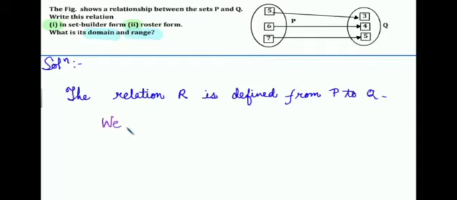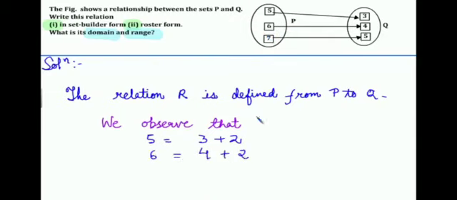So first of all, we observe that the relation 5 is equal to 3 plus 2, 6 is equal to 4 plus 2 and 7 is equal to 5 plus 2.